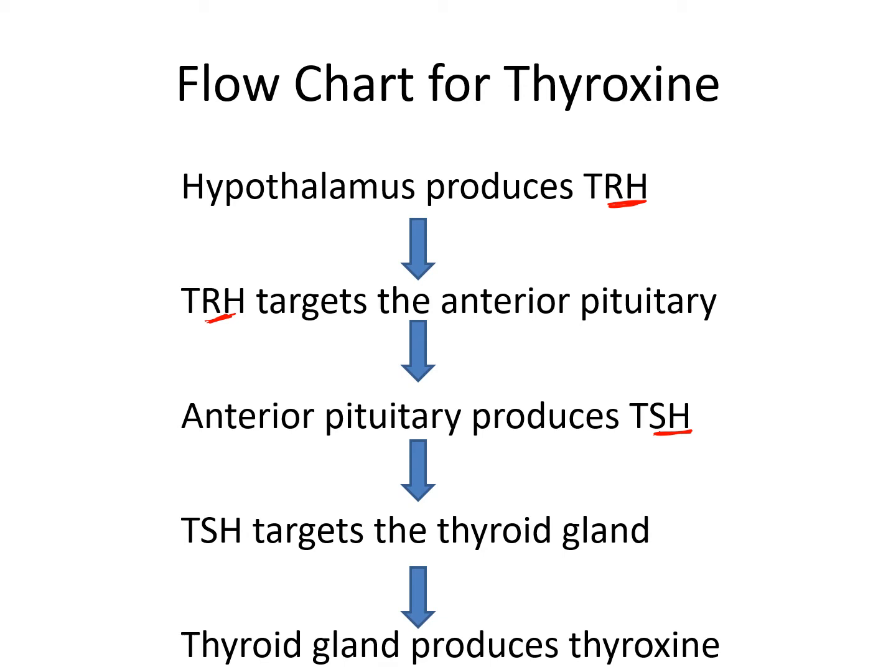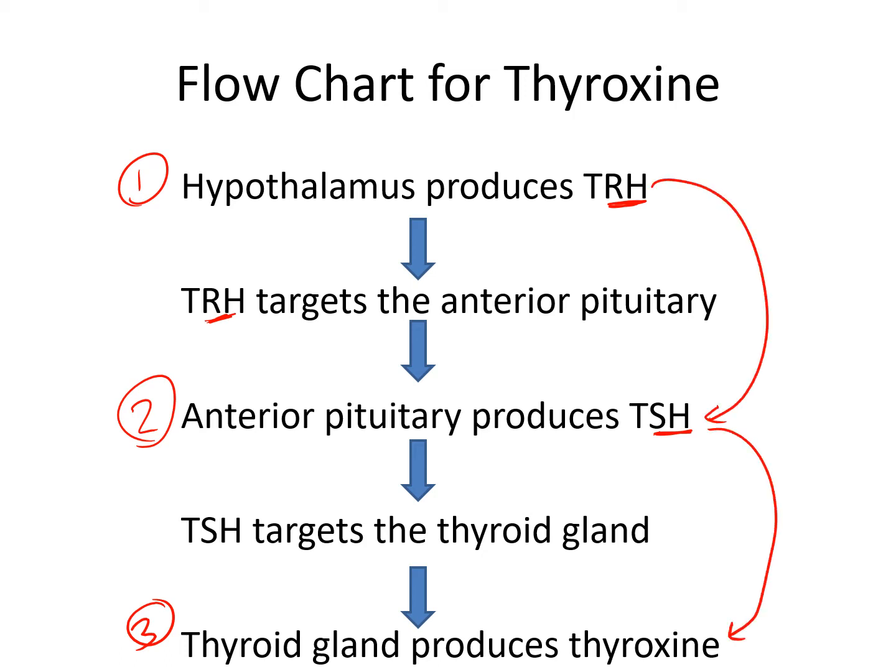We'll talk more about thyroxine when we get to the content on thyroid gland. So this is a chain of events that starts with the hypothalamus, continues on to the anterior pituitary, and then results here with our thyroid gland. Okay, and so the order of hormones released are TRH to TSH to thyroxine.